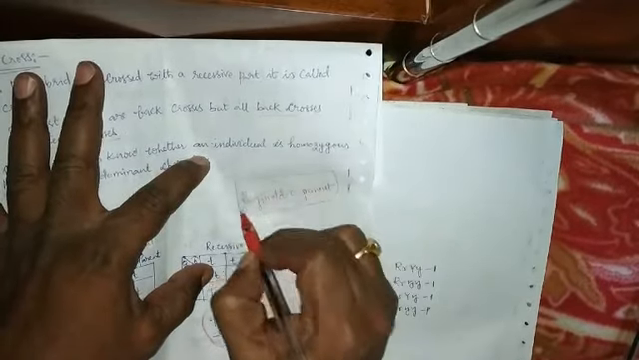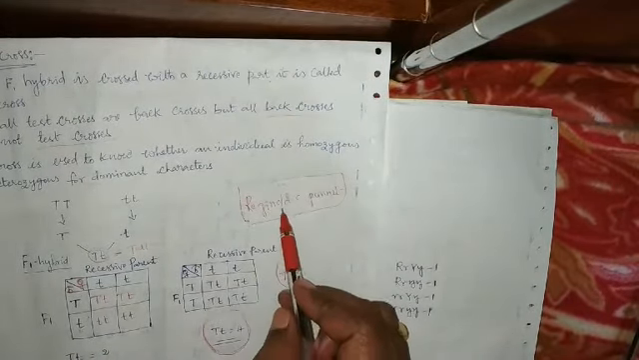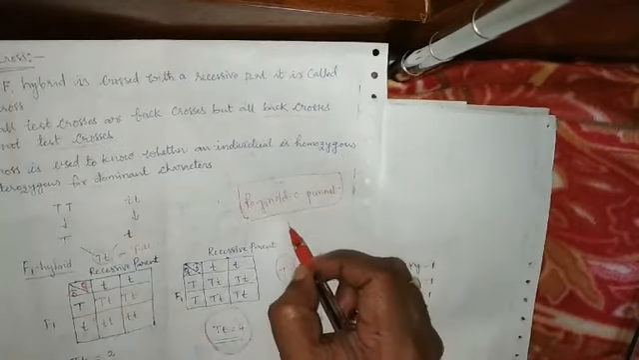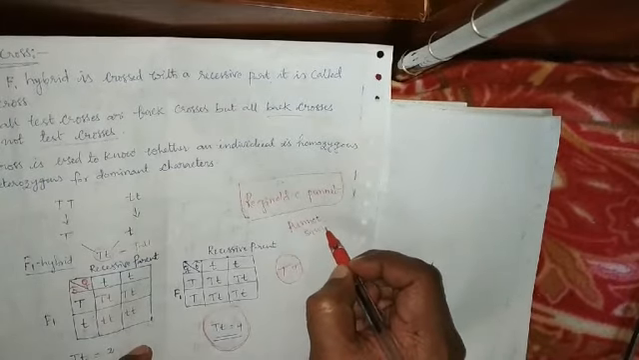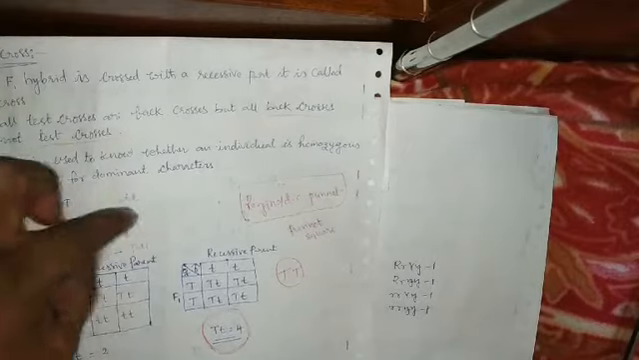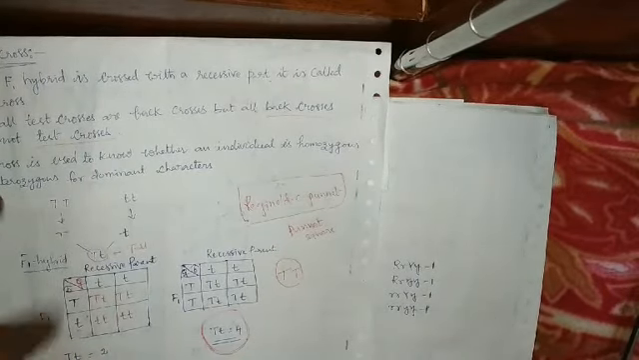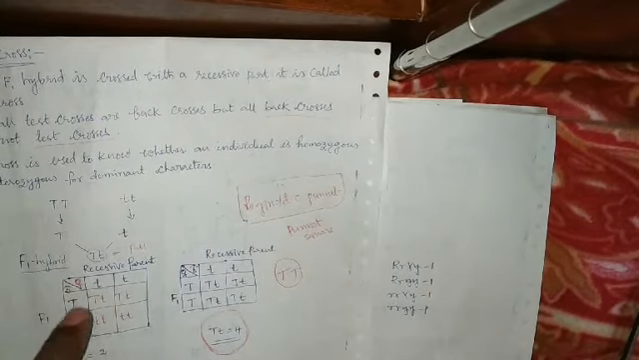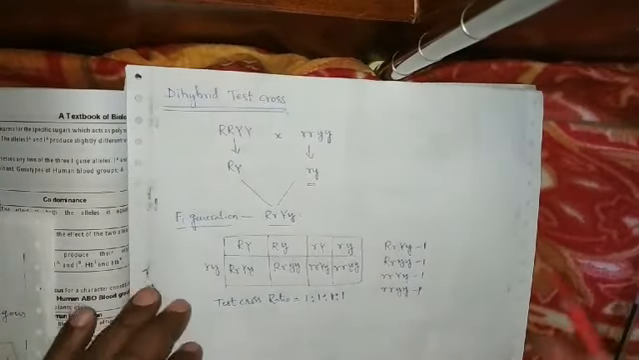So this is also called a checkerboard. This was developed by Reginald C. Punnett. It is called a Punnett square. We can use such a way, or a flow chart way, also we can use the symbol for crossing, showing cross. So this is about the test cross. So next, we see the dihybrid test cross.